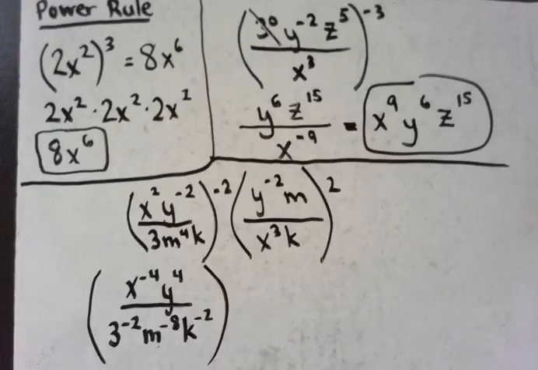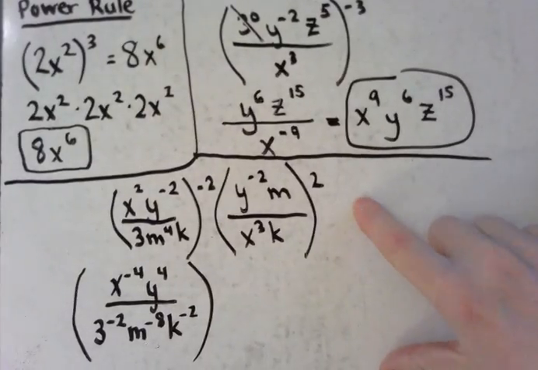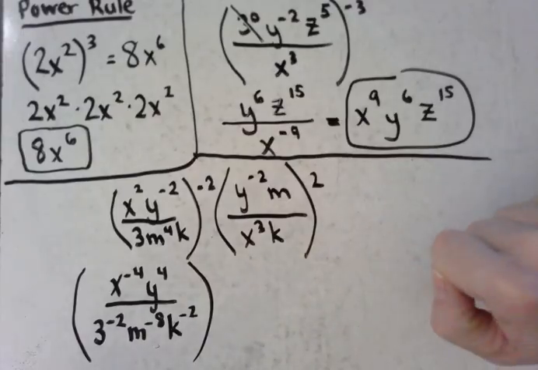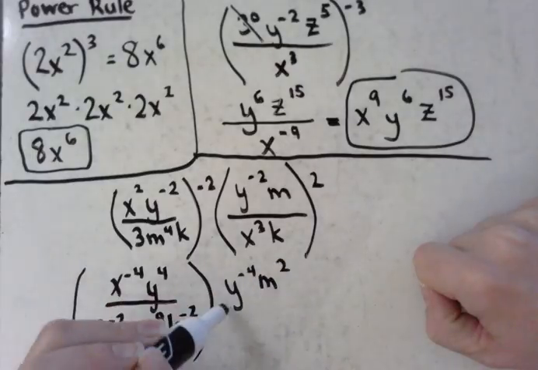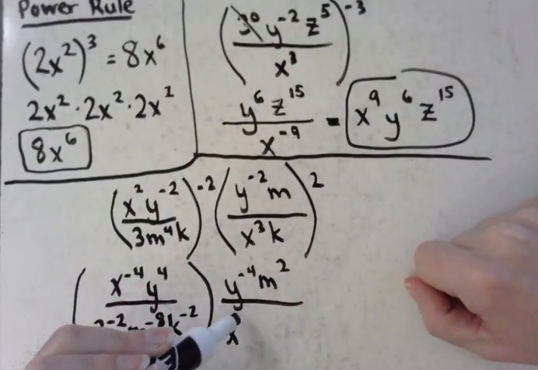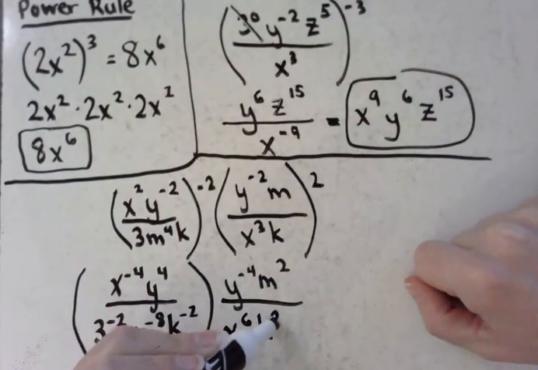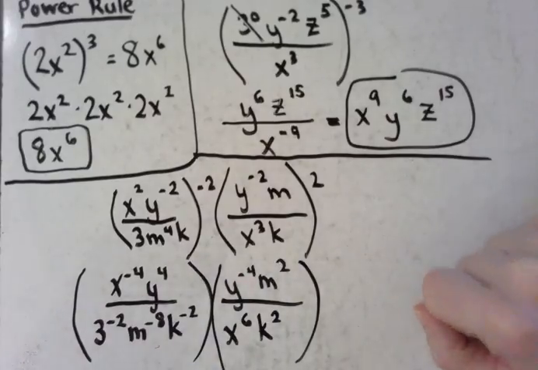So all I've done so far is just apply the product rule. I can do the same to the other expression, which I have y to the minus 4 m squared over x to the 6th and k squared. Now I can put everything in the numerator.